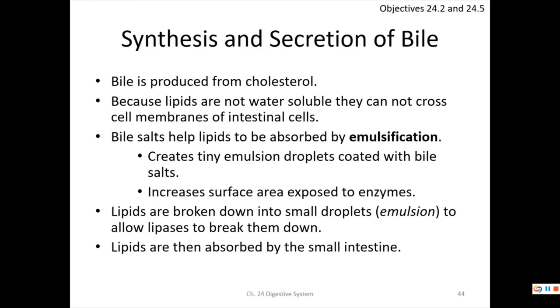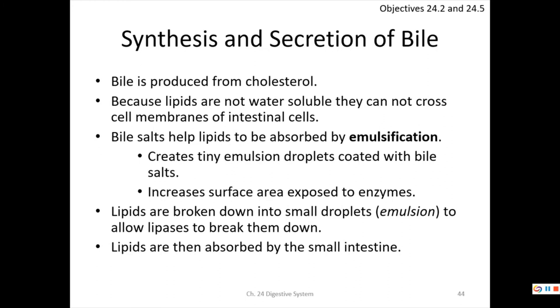Have you guys ever had, say, a vinaigrette dressing? Think about the Italian dressing you get in the bottle, and it settles out. The oil and the water don't mix because one's polar, one's non-polar. The vinegar is a polar compound. The oil is non-polar. It can't mix, but you shake it and then put it on your salad.